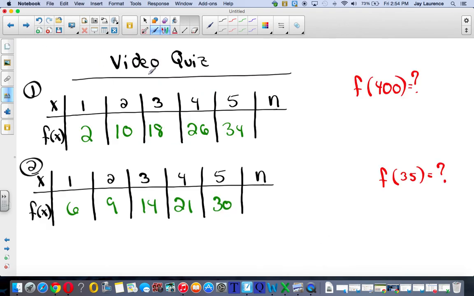All right, so here's your video quiz. You need to find the nth term. You need to tell me the function, and you really should tell me what type of function it is. Is it linear? Is it quadratic? Is it cubic? It could even be quartic if I went to the fourth power. I'll give you a hint. I didn't give you enough data for you to be able to identify a quartic. So it's going to be one of those three right now. And then for number 1, find f of 400, and for number 2, find f of 35.